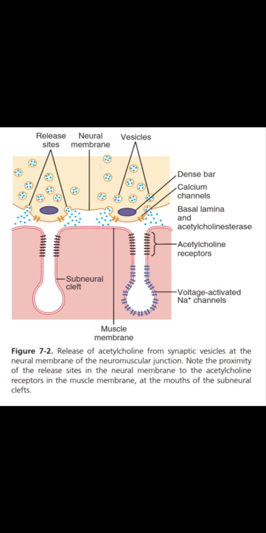Firstly, the presynaptic membrane, which is mainly the neural membrane or nerve terminal. When an action potential comes towards the nerve terminal, voltage-gated calcium channels located at the neural membrane get opened. When the calcium channels open, calcium influx occurs, and this influx of calcium ions causes activation of calcium-calmodulin protein kinase. This protein kinase then phosphorylates synapsin protein.